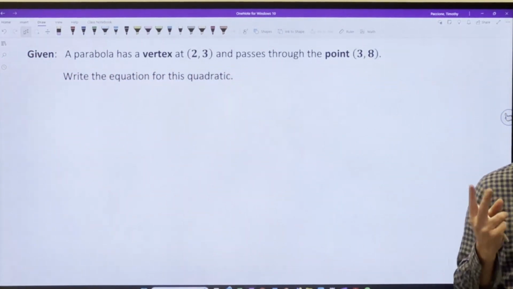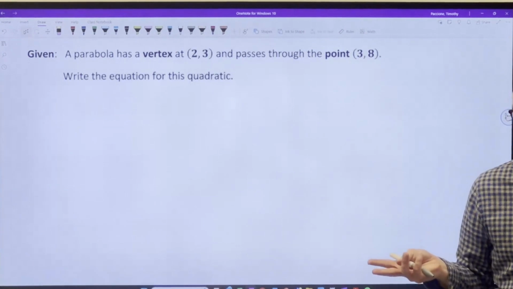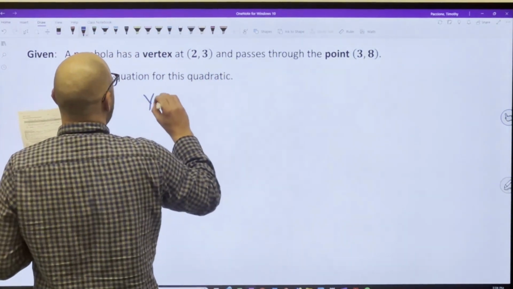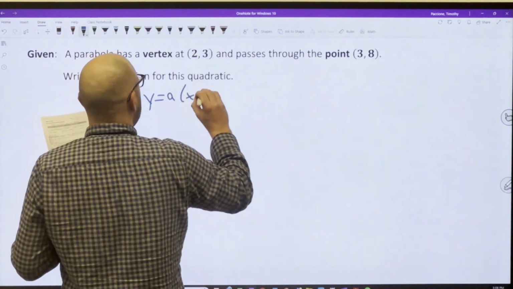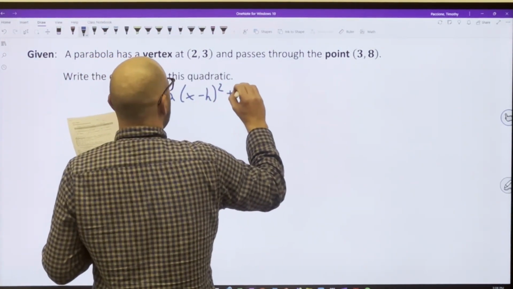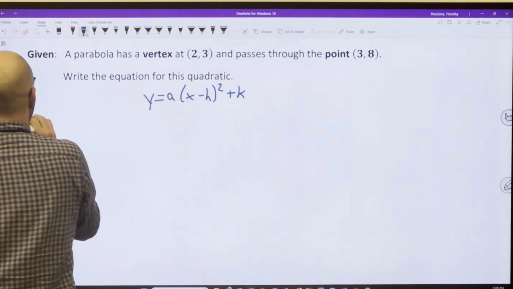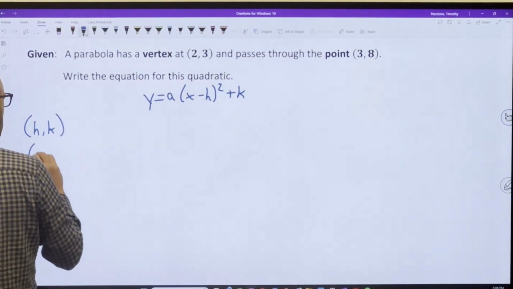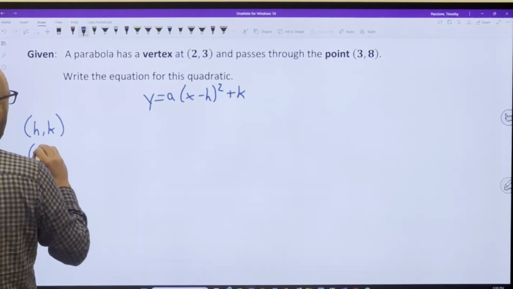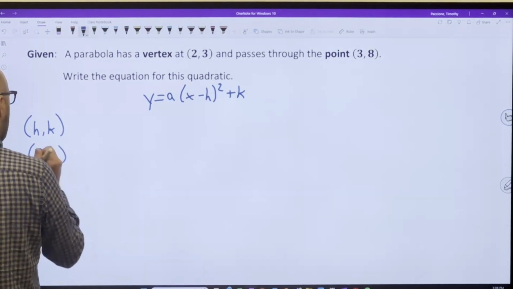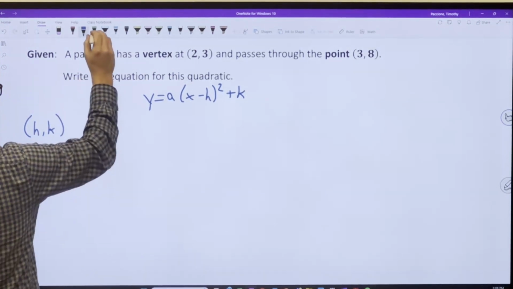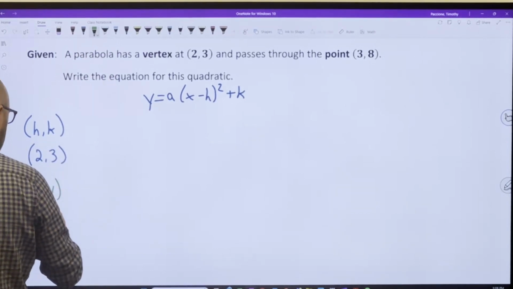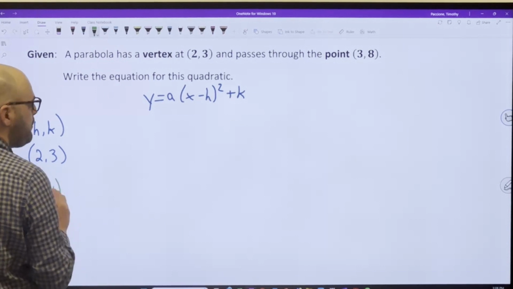So it gives us a vertex, and it gives us 2 points. We know we're going to use vertex form. So my vertex form is y equals a times (x minus h) squared plus k. What are my h and k in this case? 2, 3. Yeah. And then what are my x and y? 3 and 8. Now, I put it as separate steps.